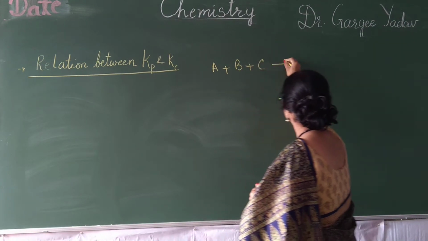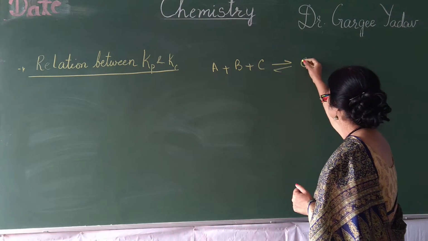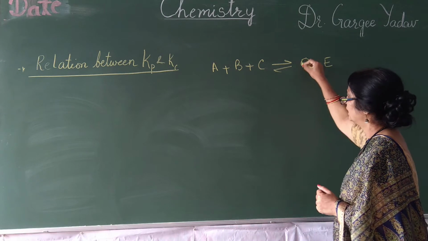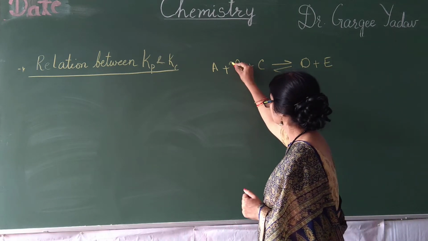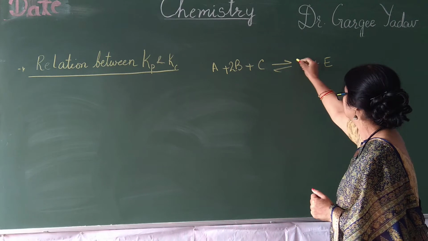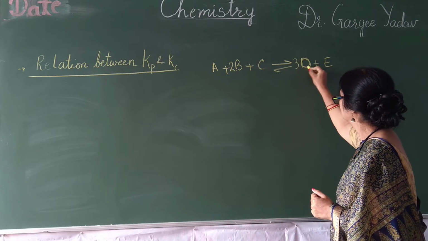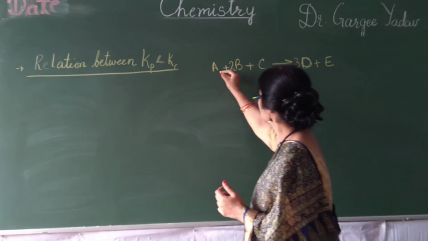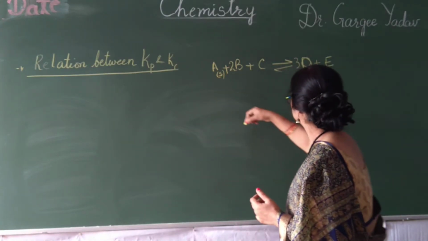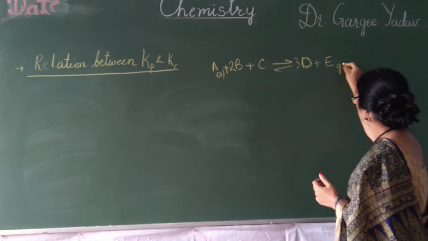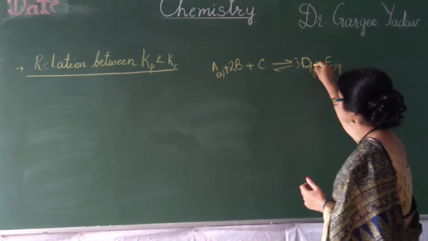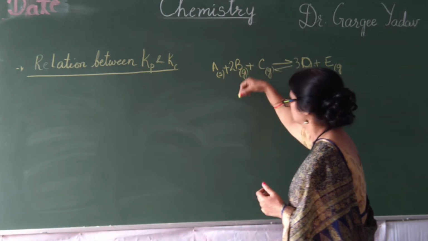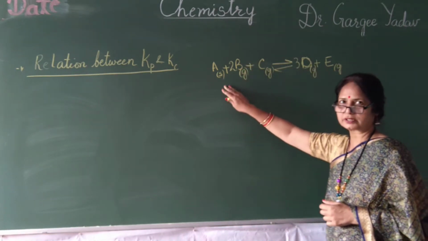So let's consider a simple reaction of this type, A plus B plus C with D and E. And let me put the stoichiometry. Suppose it is 2 for B and 3 times for D. Now suppose A is in solid state, and B is in gaseous state, C is gaseous, D is gaseous, and E is also gaseous, and A is our solid state.